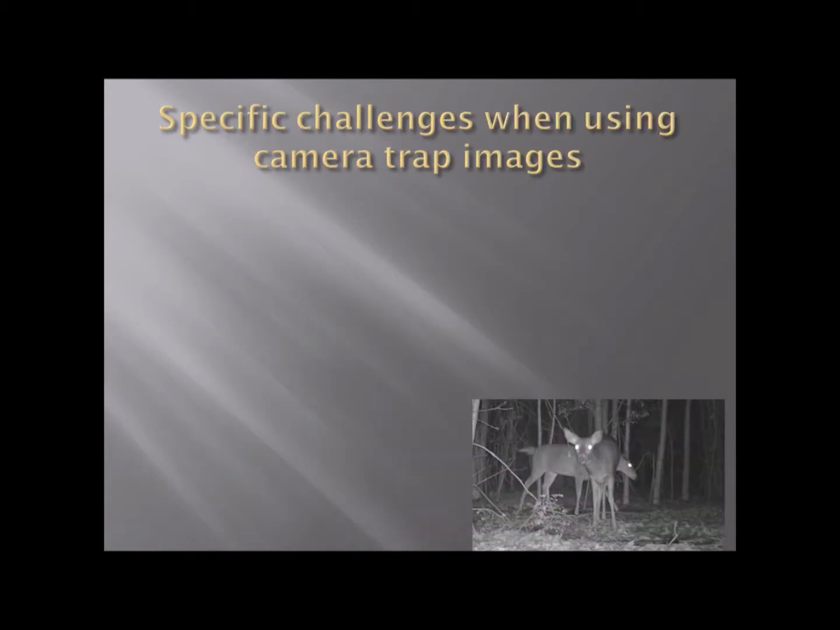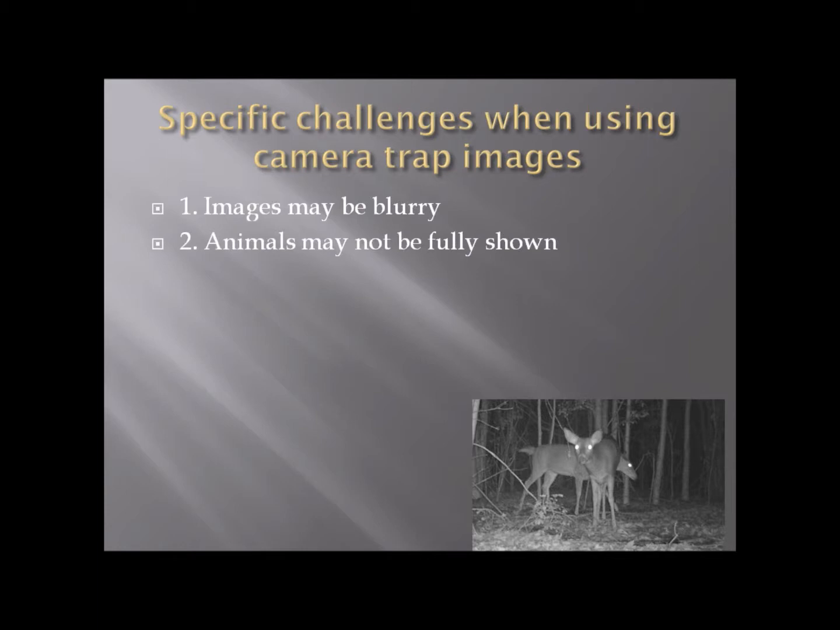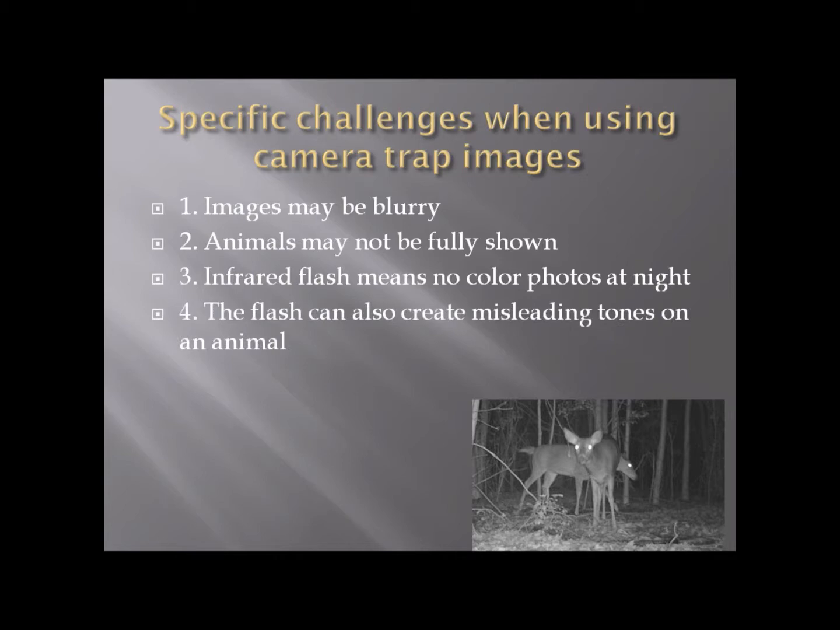Here are the top 5 ways I think camera trap images are different than using images, say, in a magazine, a field guide, or even looking at animals in the field. First, many of our images are blurry. Second, the animal may not be fully shown in the image. Third, because we use almost exclusively infrared flash, that means no color photos at night or in dim light. That flash also creates misleading tones on animals, leading you to think that they're different colors than they really are. And finally, size comparisons need to be done with caution.